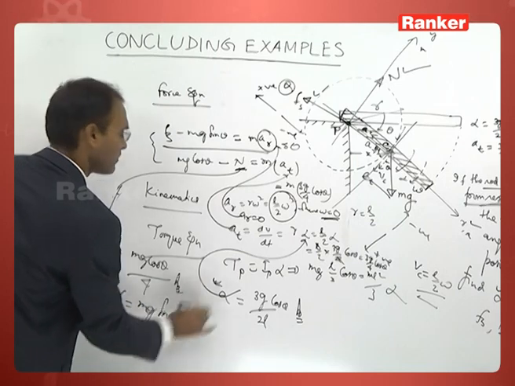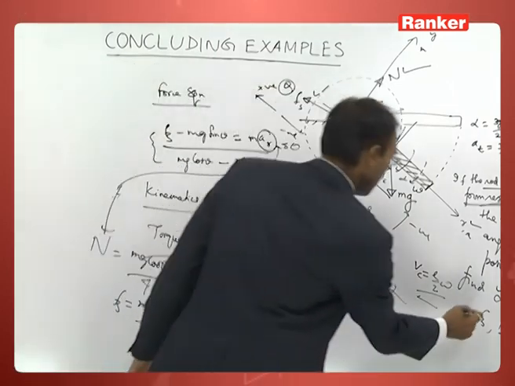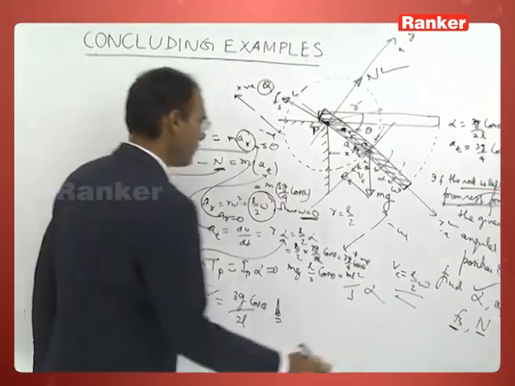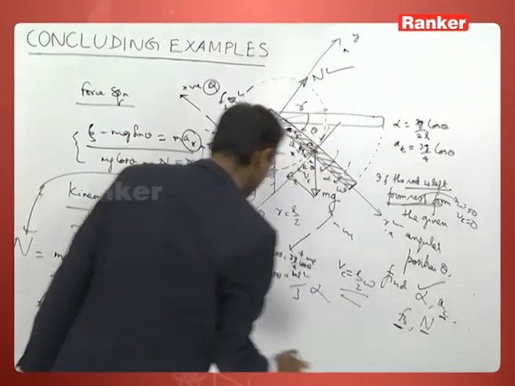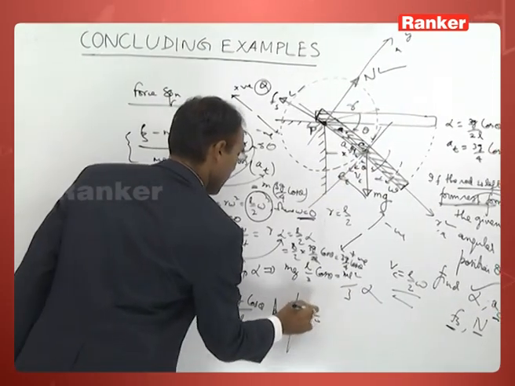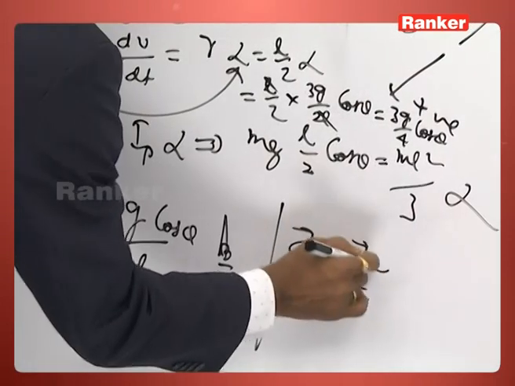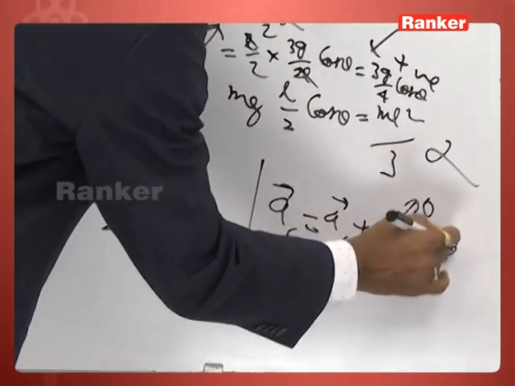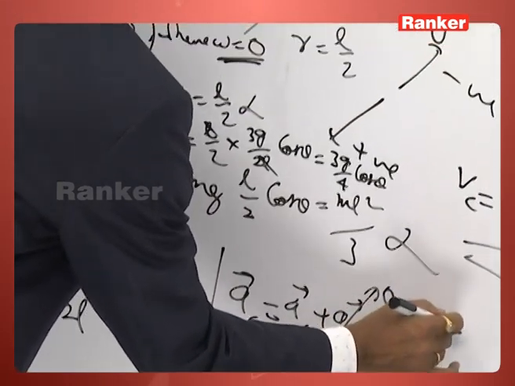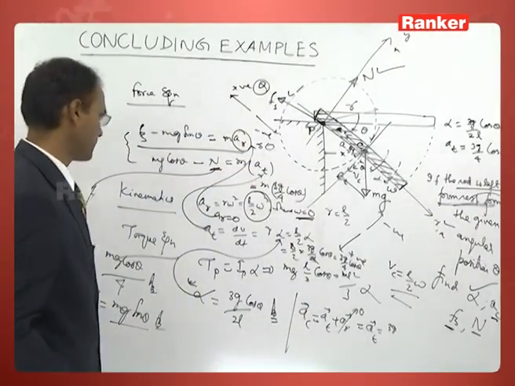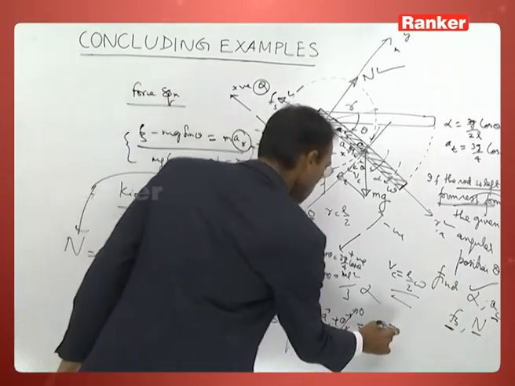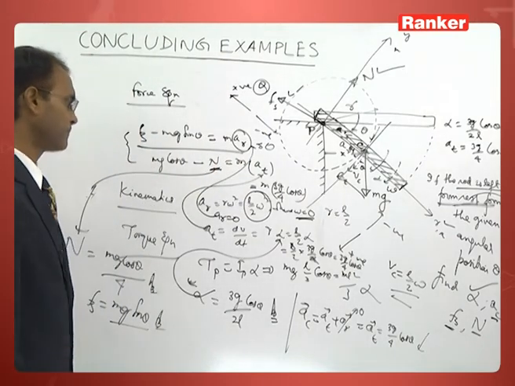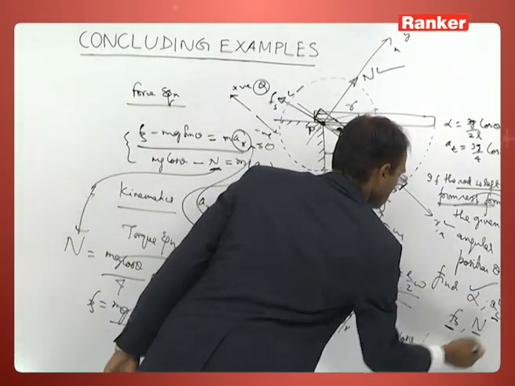That's interesting. We got the value of Fs. We got the value of AC. Therefore AC is equal to AT plus AR. Since AR is equal to 0, AC is equal to AT, that's equal to 3g by 4 cos theta. In which direction? In this direction. So we got this.